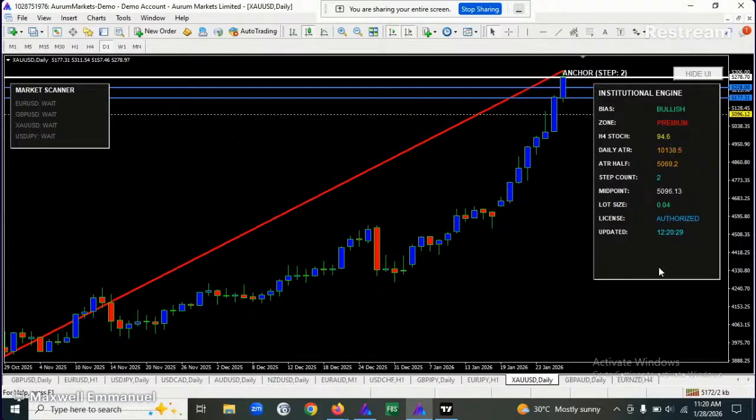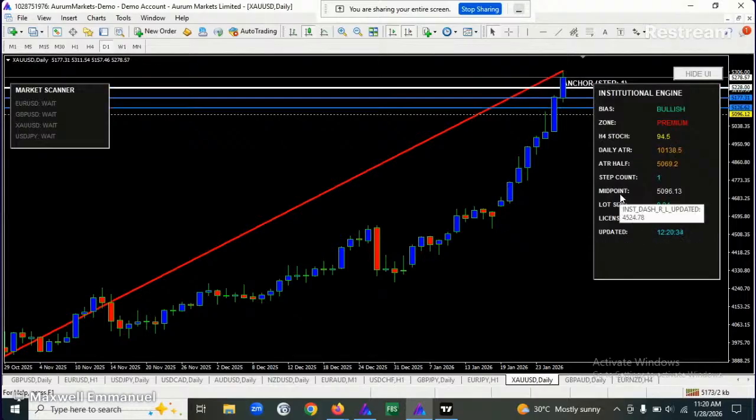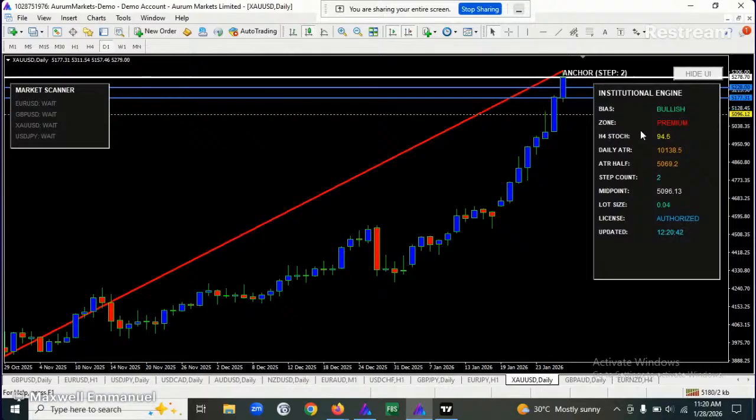We're going to sell gold and look for an opportunity to buy later on. Tomorrow, after today's candle and the FOMC meeting, we'll get a very nice setup. So that's it for gold.